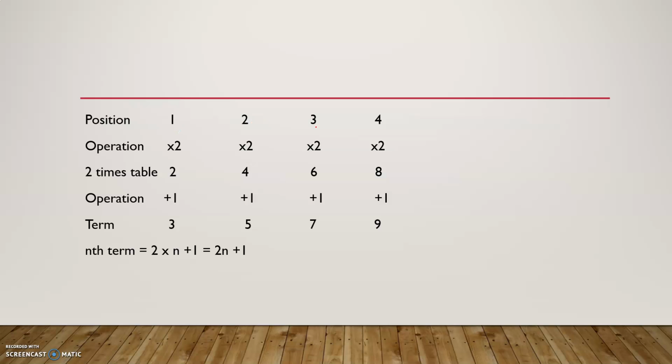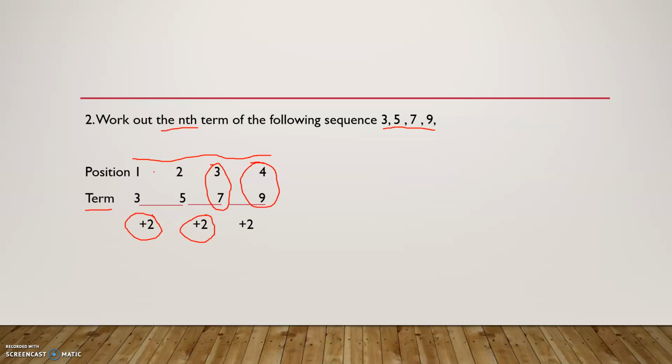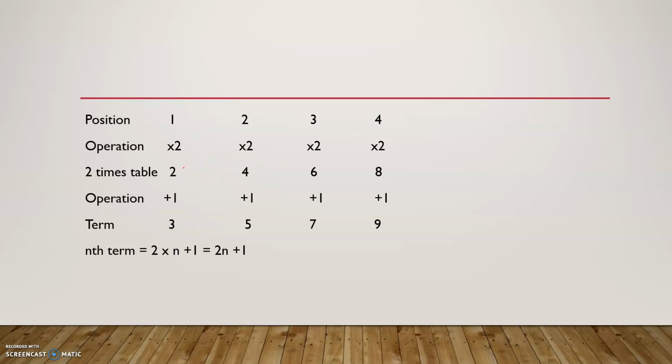So we put all the positions. The way it is made is 1 times 2, and then if we add another 1, we have our first term, which is 3. Similarly, for position 2, that would be 2 times 2, which is 4, and then plus 1. So it's basically what we have to do: multiply each position by 2, and then add 1, which means it's following the times table of 2.